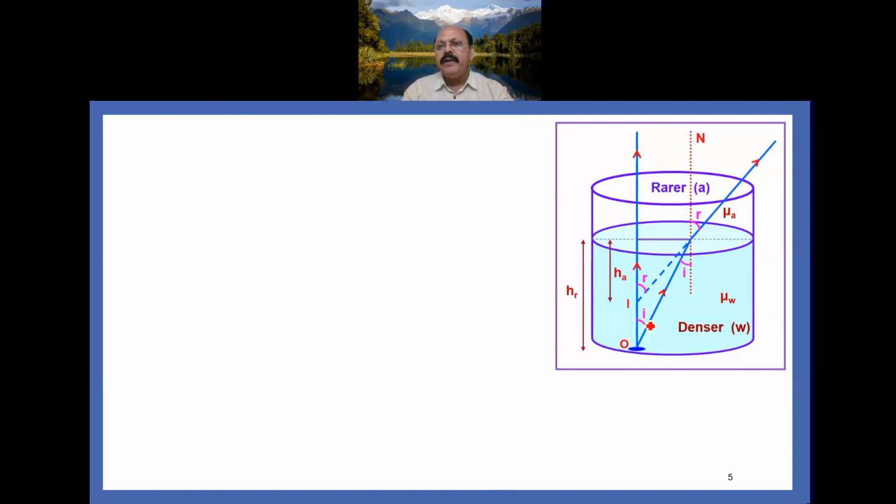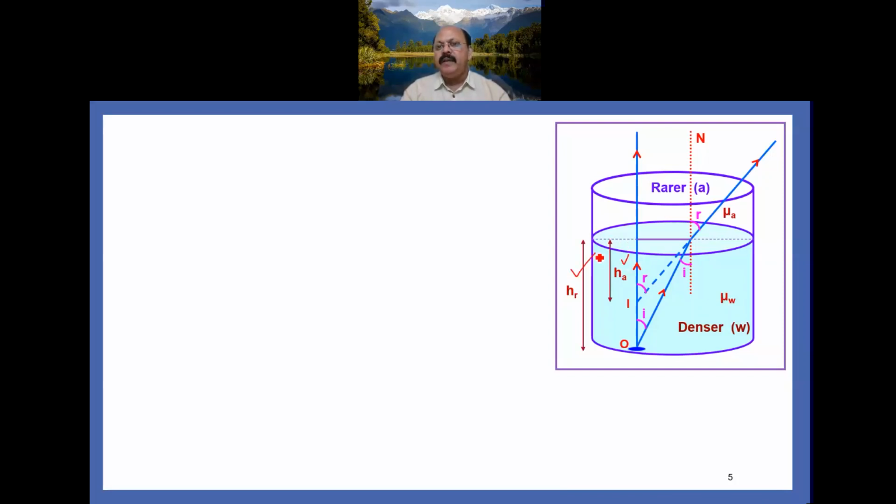Then the ray gets refracted as it moves from denser to rarer, so it moves away from the normal, making angle of refraction small r. Extend this refracted ray on the back side, and it meets the first refracted ray at point I. Then I is the virtual image of the object O. The distance from the top of the water level to the image I is the apparent depth, and from the top of the water level in this vessel to the object, this is the real depth.